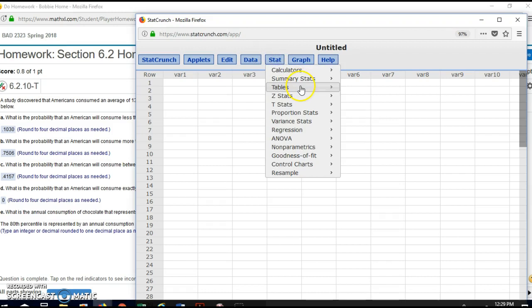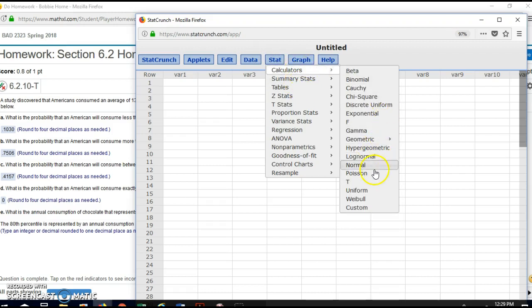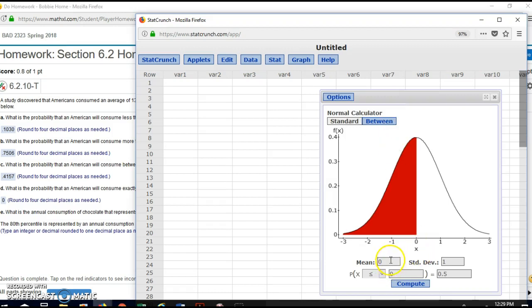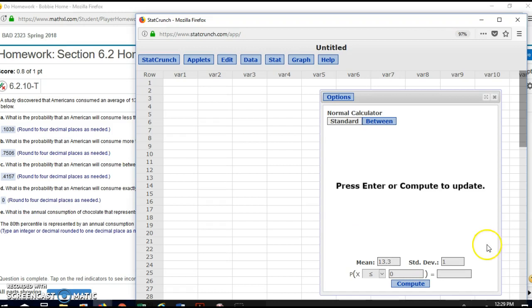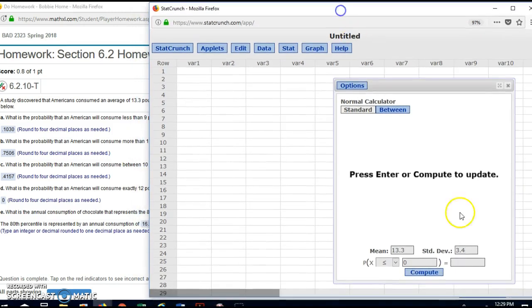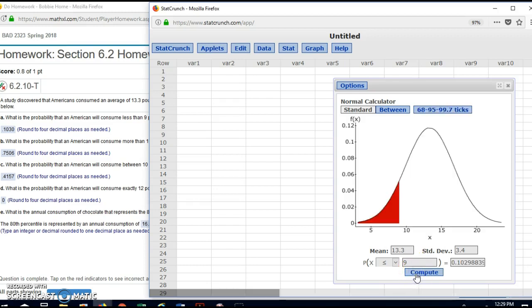Okay, so what we want to do is calculate it using technology. So we said the mean is 13.3 and the standard deviation is 3.4. We want the probability that it is less than 9. So if you hit compute, you will get 0.1029, which rounds up to 0.1030.